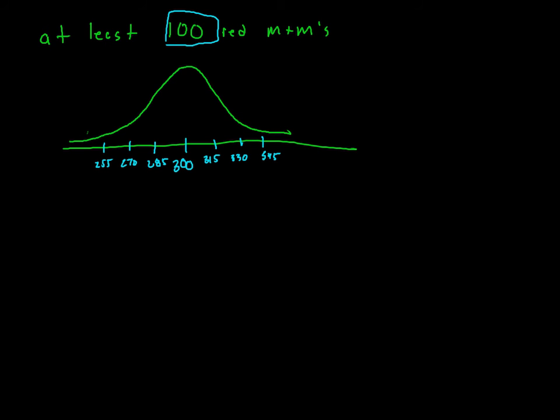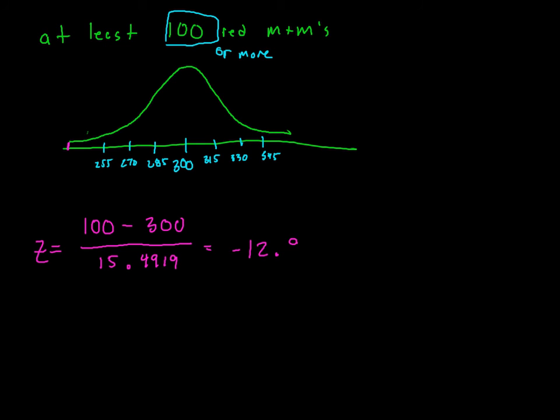Now, I'm asking you for at least 100. Remember, that means 100 or more. Please make sure that you understand that. Where does that fall? It falls way down here. In fact, the z-score for that would be 100 minus the 300 I expect, divided by my standard deviation of 15.4919. Let me calculate it. It's going to be very, very low. Get ready: negative 12.9099. That's an extremely low z-score.